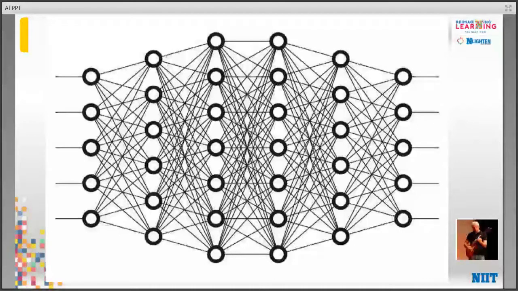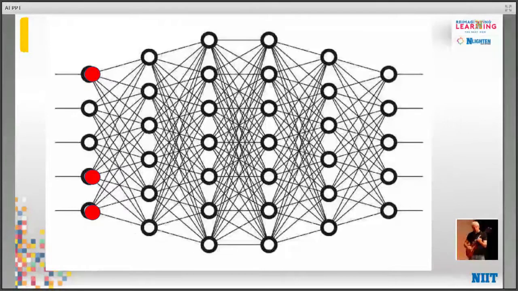Basically, it consists of things called nodes, which are these little dots here, and each node is kind of a binary thing. It's either on or off. The idea is that as inputs come in, the inputs turn on certain nodes on the left-hand side here.